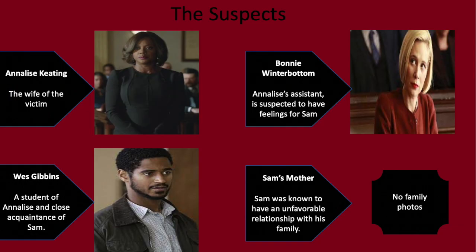The crime scene investigators uncovered 4 possible suspects: Annalise, who was the wife of the victim; Wes Gibbons, a student of Annalise who was a close acquaintance of Sam as well and was often seen at the house; Bonnie Winterbottom, Annalise's assistant who also had feelings for Sam, the victim; or Sam's mother, as Sam was known to not have a favorable relationship with any of his family members except for his sister. And we don't have any photos, unfortunately, of Sam's mother.